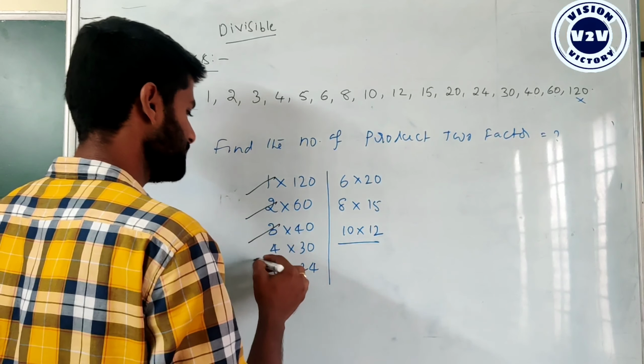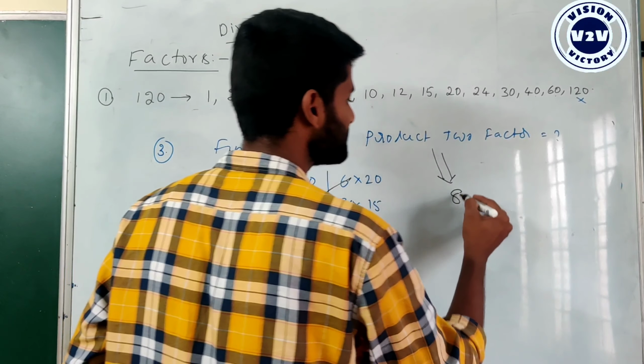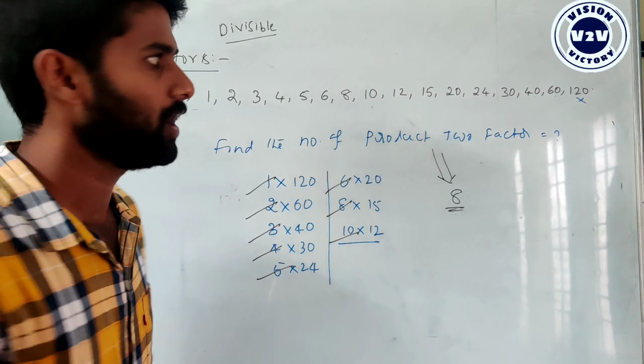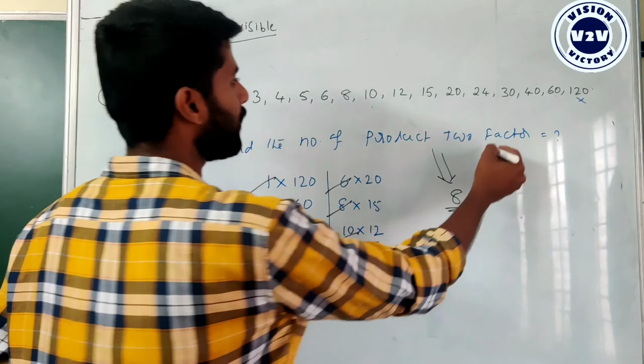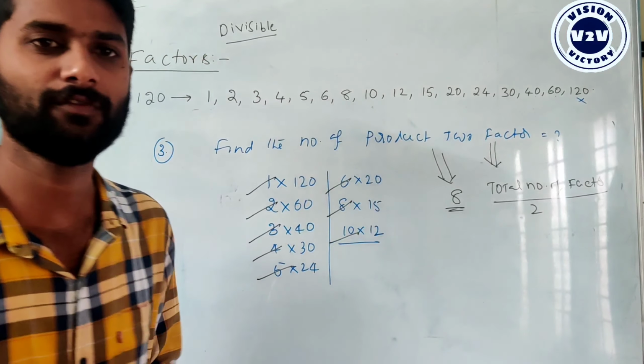See, we have 3, 4, 5, 6, 7 and 8. The number of products of two factors for 120 is equal to 8. Or if you want a formula, for the product of two factors, the total number of factors should be divisible by 2. Then we get the product of two factors.